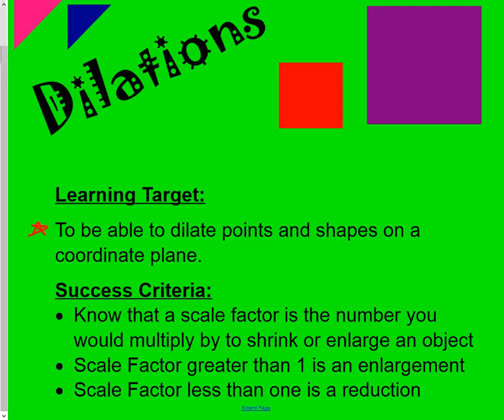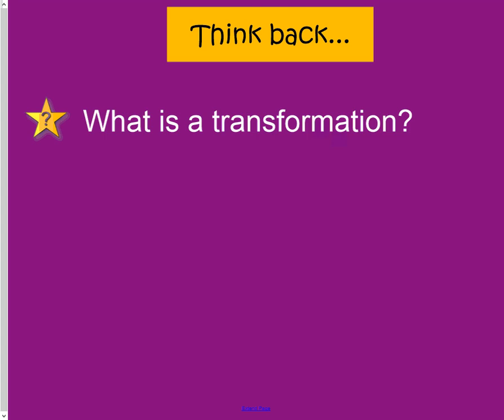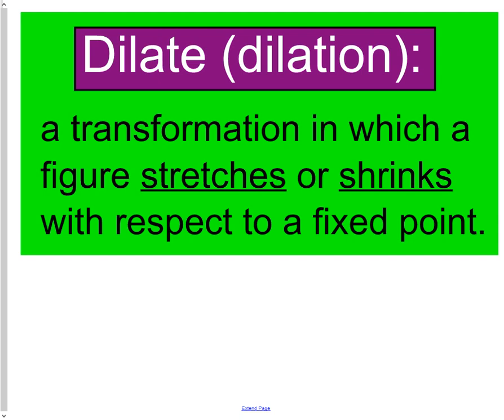So let's think. What is a transformation? Well, so far we've talked about the different types of transformations, but as a review, a transformation is anything that will move an object. It will change how an object is, whether it's rotated, translated, dilated, or reflected. So all the things that we're dealing with are transformations. And today's transformation is a dilation.